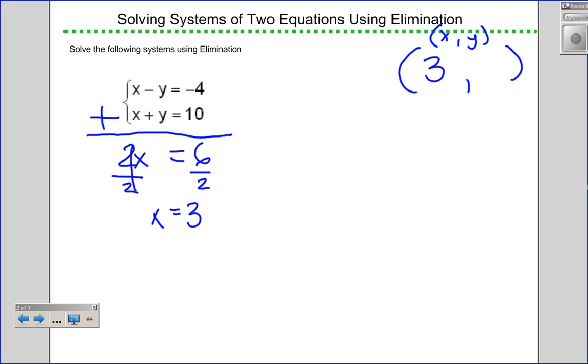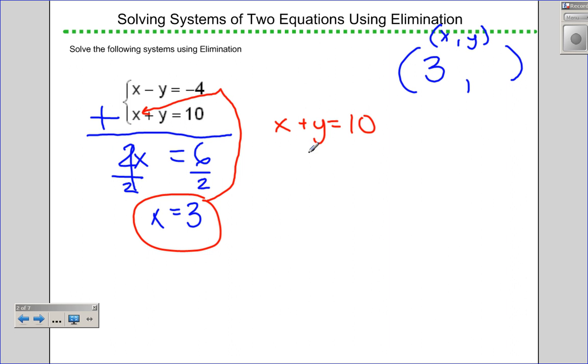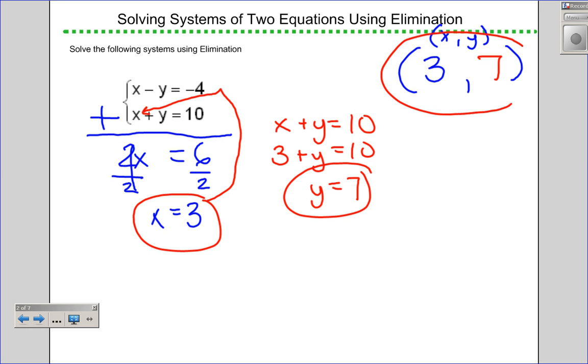Now, I can't necessarily do the same for the y value. I could go back and do it again, but I just need to pick one of these equations and plug in my x. I'm going to choose the second one because it's plus and I have a positive, but I could have chosen the first one. It doesn't matter as long as I pick one equation to find the y value. So I know x plus y is 10. I always like working with addition and positive numbers, so that's the only reason I chose this one. I know x is 3 from right here, so 3 plus y is 10, so y equals 7. So I have my y value now, and my answer is 3, 7.